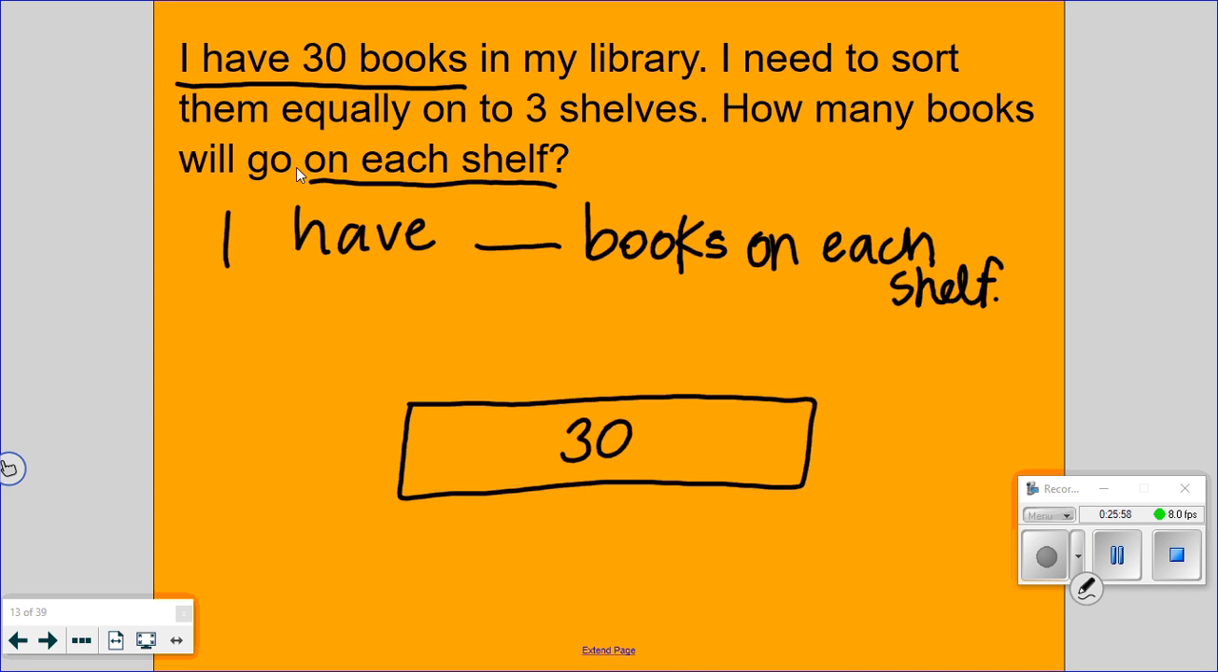So what's happening to those books? They're not going away, but something is happening. Jordan, what is happening to those books? Put on shelves. 3 shelves. So I'm going to draw my bar on top because I know that my books aren't going away. They're still the same amount of books, but I'm putting them on 3 shelves. I just made 3 boxes. Julian, why do you think I made 3 boxes? Because there are 3 shelves.